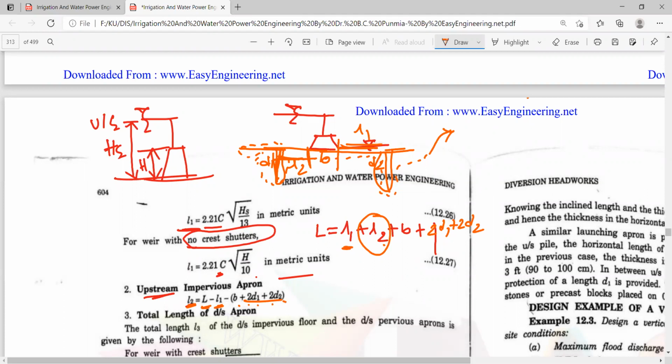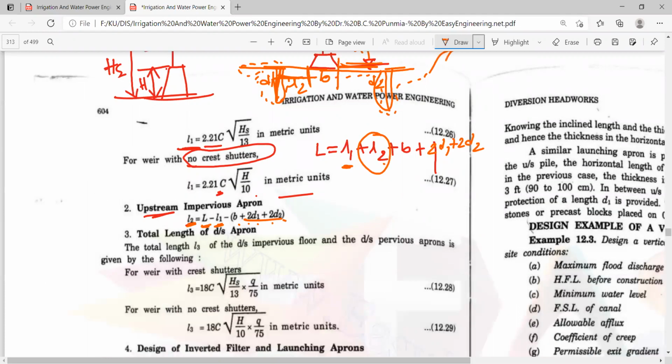So now after that, the total length of downstream side apron can be calculated from this formula: L3 is equal to 18C square root of HS by 13 into small q by 75. If we have shutters, that is, water storage is available with shutters, then this is the formula. If no shutters are there, then we will use this formula.